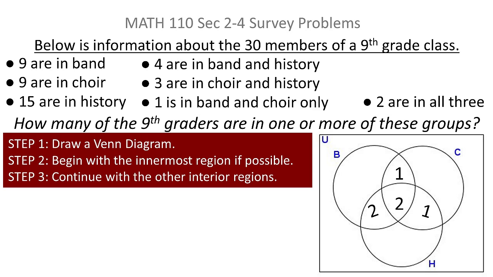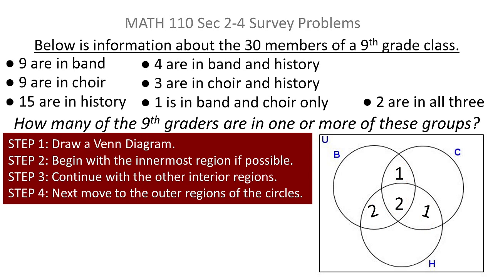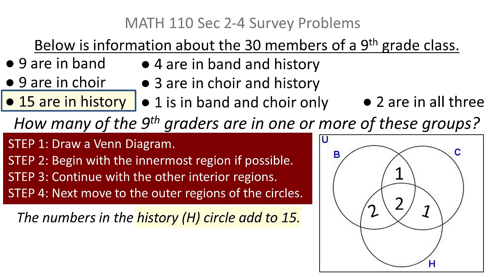So we're winding our way out. We started with the innermost region, and then we've gotten the other 3 regions that are closest to that region. Now we're going to the outer regions. So maybe we're going to take the history circle. If you look at this, it says 15 people are in history. That means that inside of that circle that's labeled H, there have to be numbers that add up to 15.